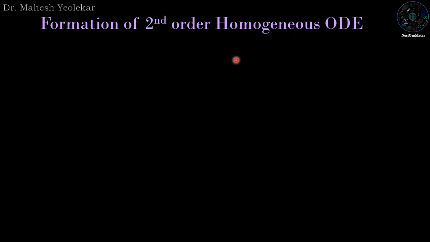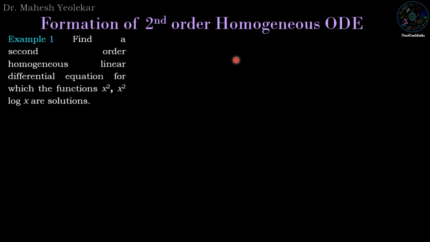Now we are going to discuss the formation of a second order homogeneous differential equation. Here we are going to generate a second order differential equation from the given independent solutions. That means if we are given two independent solutions, how can we generate the second order differential equation whose solutions are the given functions. Here x square and x square log x are two independent solutions.